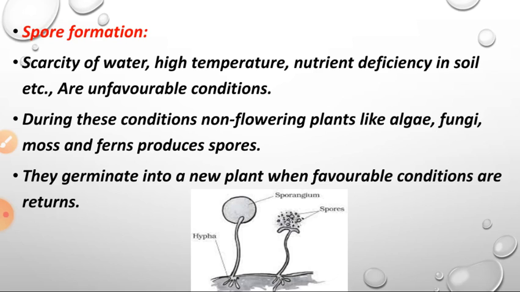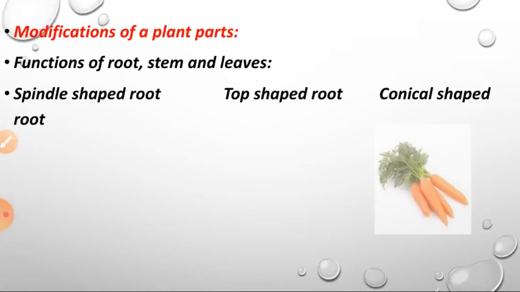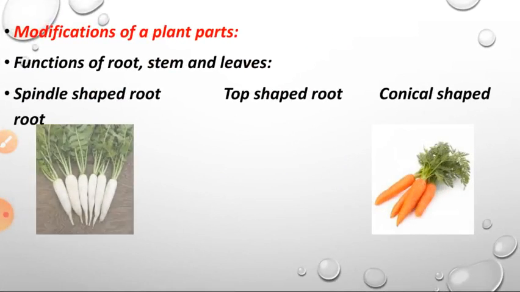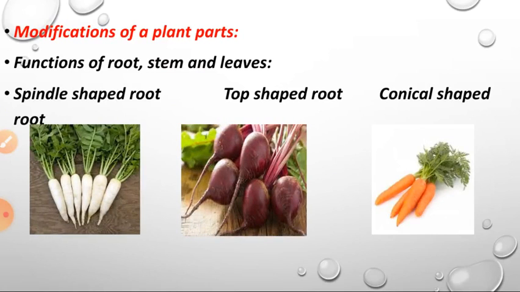Such plants are algae, fungi, moss, and ferns, which produce spores. Moss is a type of algae. So this process is known as spore formation. Next, the types of reproduction are over. What are they? Sexual reproduction and asexual reproduction. And now, modifications of plant parts.